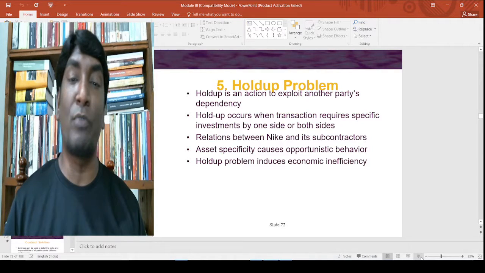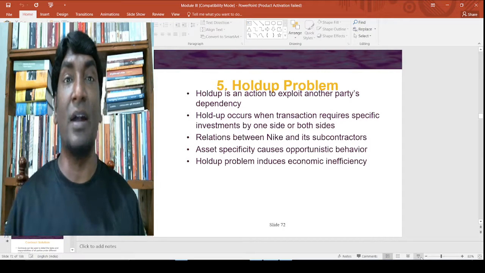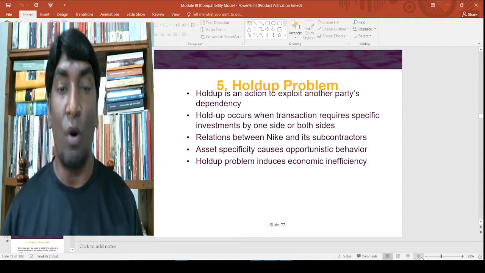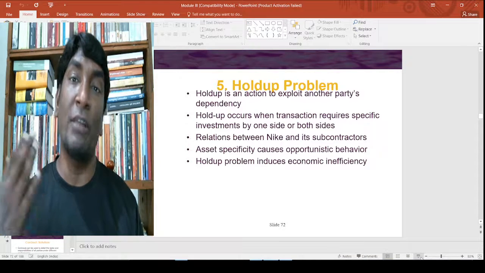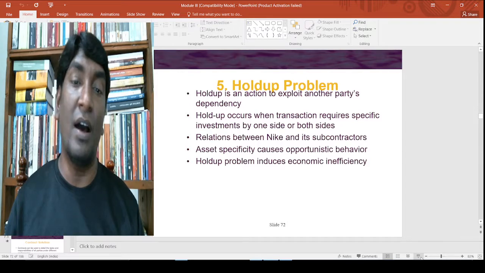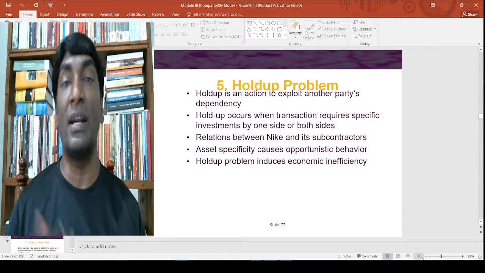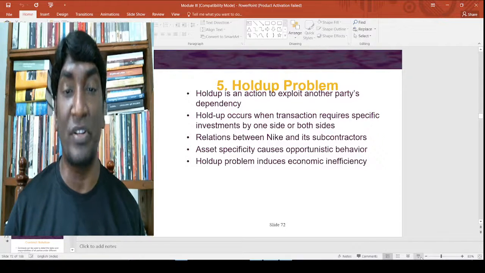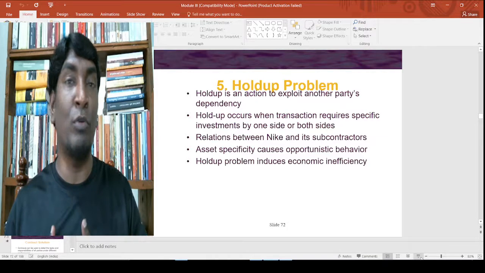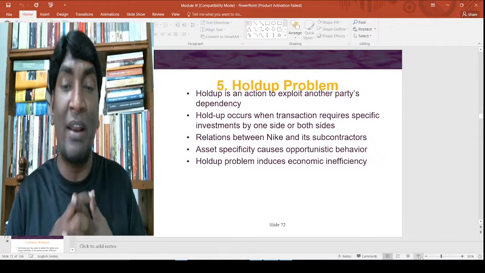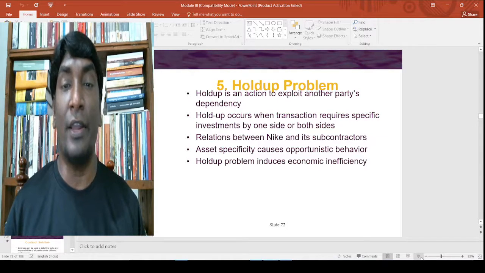Now, what is a holdup problem? It is an action to exploit another party's dependency. That is, if I am depending on you and you are exploiting my dependence. This is a problem which is widely practiced when you have an asymmetry of information. Holdup occurs when a transaction requires specific investment by one side or both sides. The relation between Nike and its subcontractor can be a classical case of this problem.